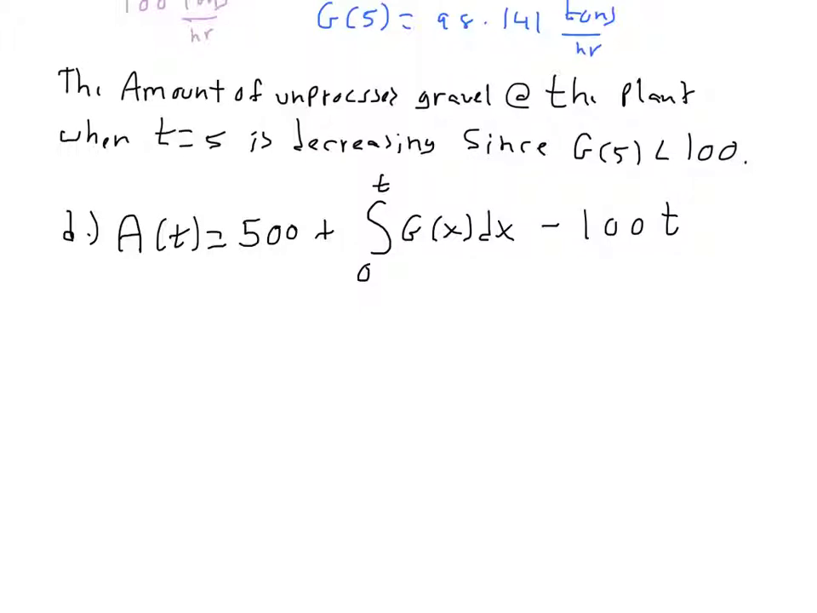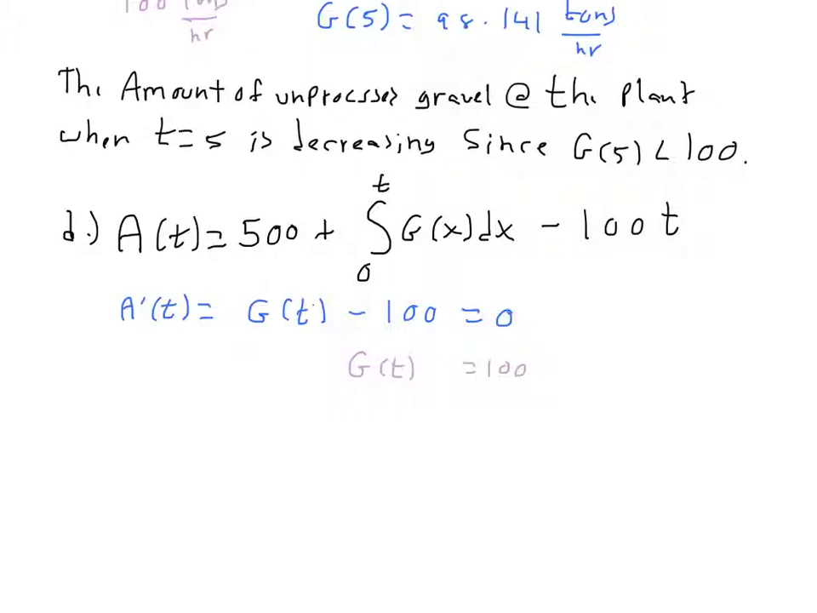So now, when will this be a maximum? Since this is our function A, our derivative, A prime, will be equal to, well, the derivative of 500 is 0. The derivative of the antiderivative is the original function. I can change this back to t now. Sorry, fundamental theorem of calculus. So g of t minus the derivative of 100t, which is 100. And we want to know, when will this be equal to 0? So when will g of t equal 100?